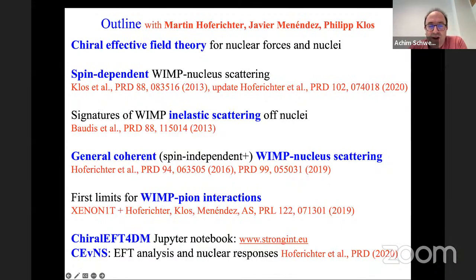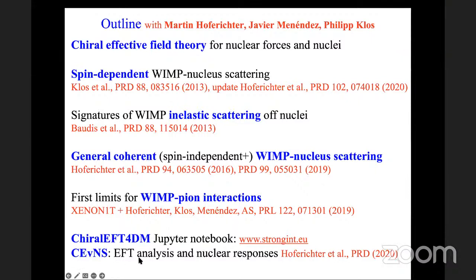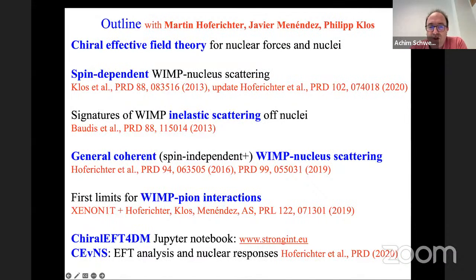And then I want to talk a little bit more about spin-independent nuclear scattering. So where basically all of the neutrons and protons in the nucleus pull the same way, and you get a very much enhanced response for a large nucleus, which is one of the motivations for doing dark matter direct detections with large nuclei. I want to show you some results where WIMPs not only interact with neutrons and protons, but with other hadrons, with pions, and we did a first limit on WIMP-pion interactions together with a xenon 1-ton collaboration.